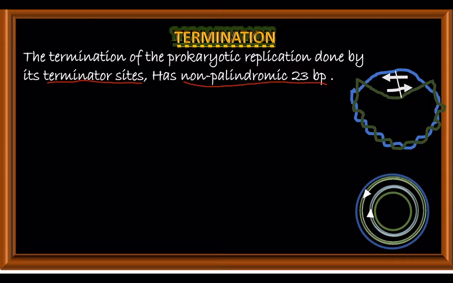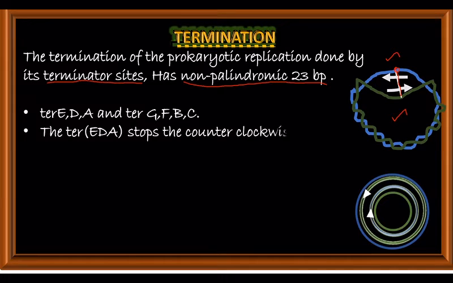So here you can see the covalently closed circular complex with OriC present. So this looks like theta, so it is known as the theta mode of replication. Here you can see TER EDA and TER GFBC at the termination site. The TER EDA, these 3 sites, stop the counterclockwise traveling of the fork.